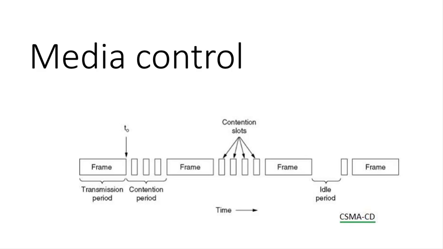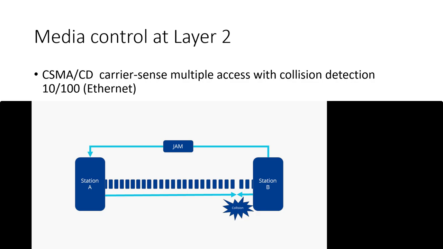Media control at layer 2 is important. We see CSMA/CD, or carrier sense multiple access with collision detection. That's the old Ethernet 10/100. Hopefully you don't have that. Well, notice we don't use that at all once we get into gigabit and above.